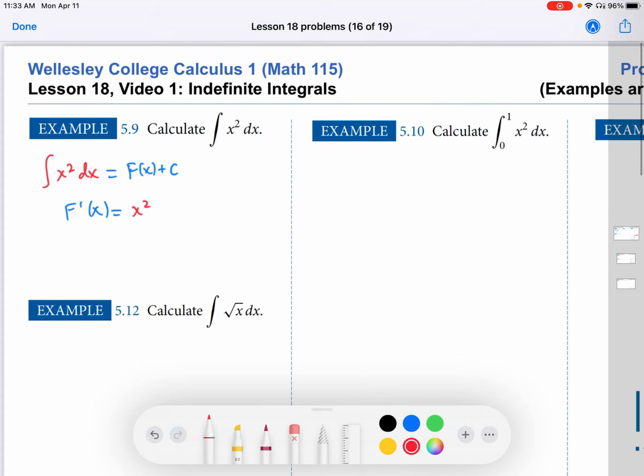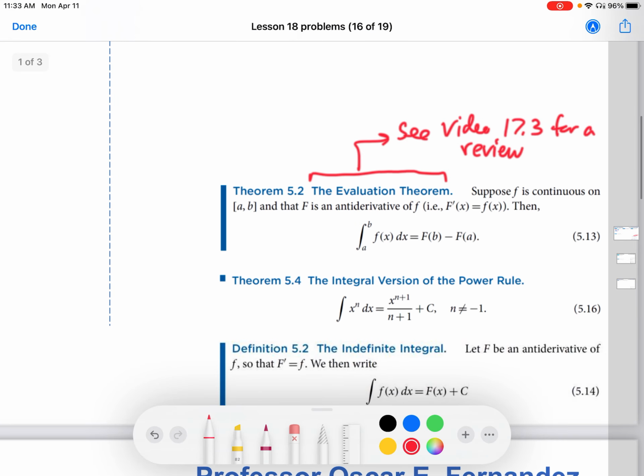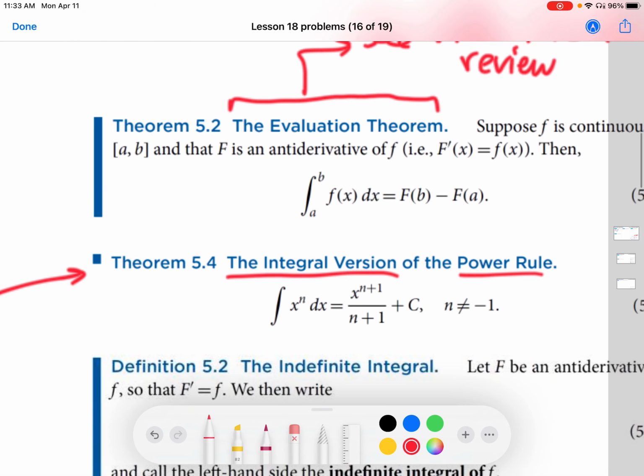So I'm going to scroll out here, zoom out, and then scroll to the right. This is what you get if you try to do things in a more systematic fashion, at least for power functions. So this is the integral version of the power rule. So what does it say? It says if I want to find the integral of x to the n, where n is any real number that's not equal to -1. That's a special case we'll talk about later.